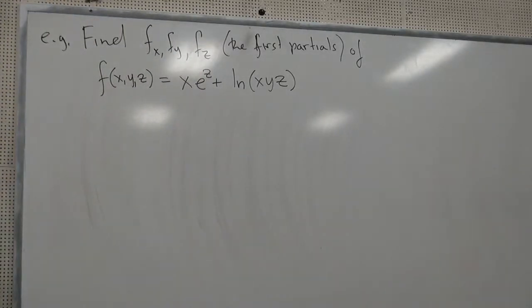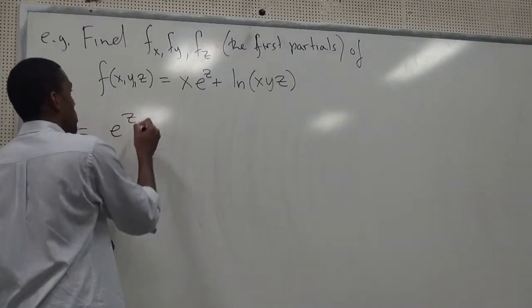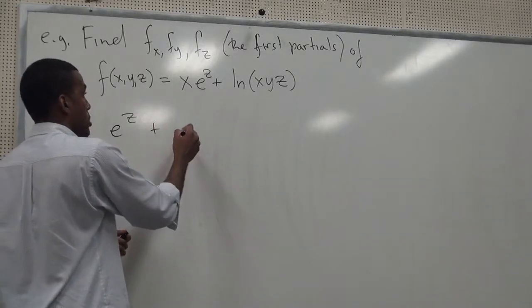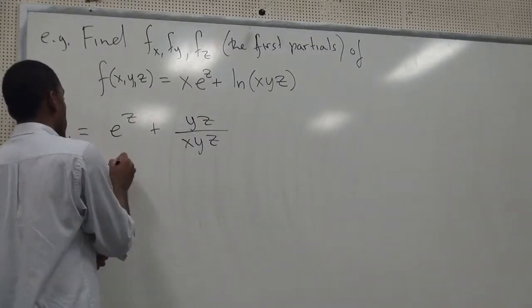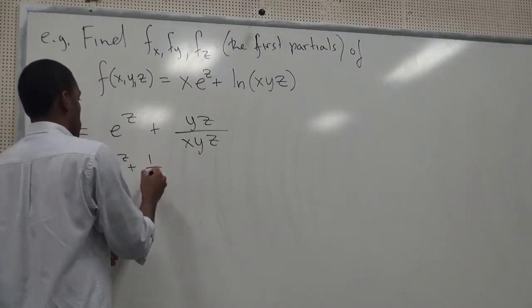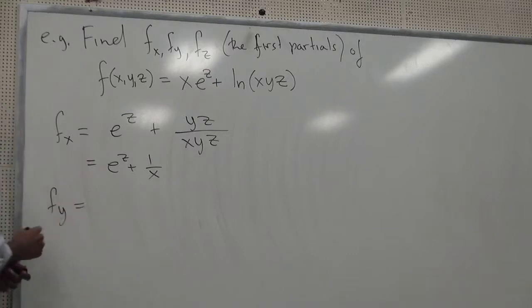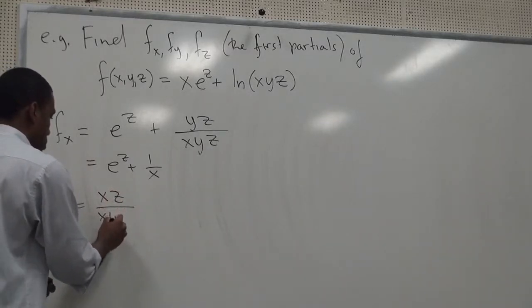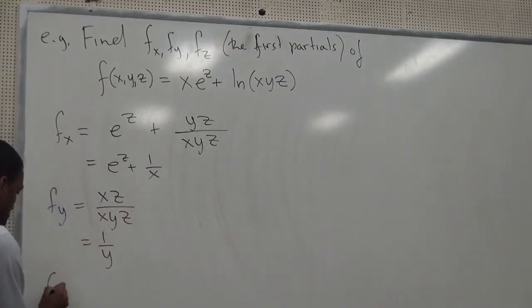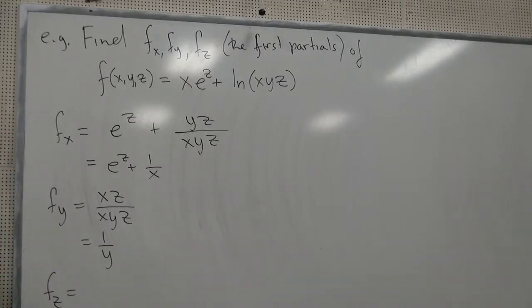After this, we'll take a 10-minute break and then switch to the other class. fx is 1 over xyz times yz, which is yz over xyz, and you can simplify that to 1 over x. fy is 1 over xyz times xz, which is 1 over y.